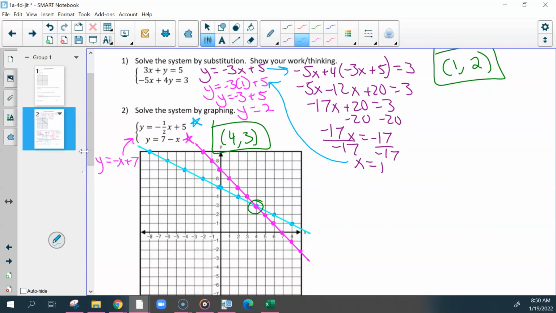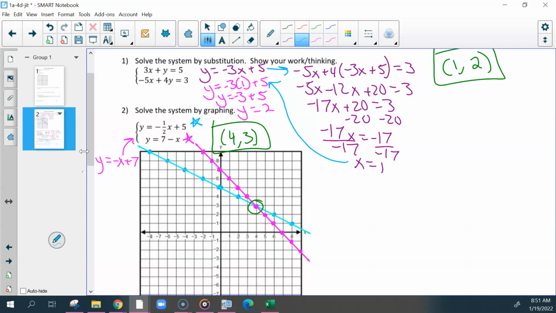For number 2, you had to solve this by graphing. So graph both lines and see where they intersect or if they intersect. Without graphing, you could look at the two equations. You may need to change the order of the second one. But you can see that they don't have the same slope. They don't have the same coefficients. So they aren't parallel lines and they aren't the same line. So these would have to be one solution.